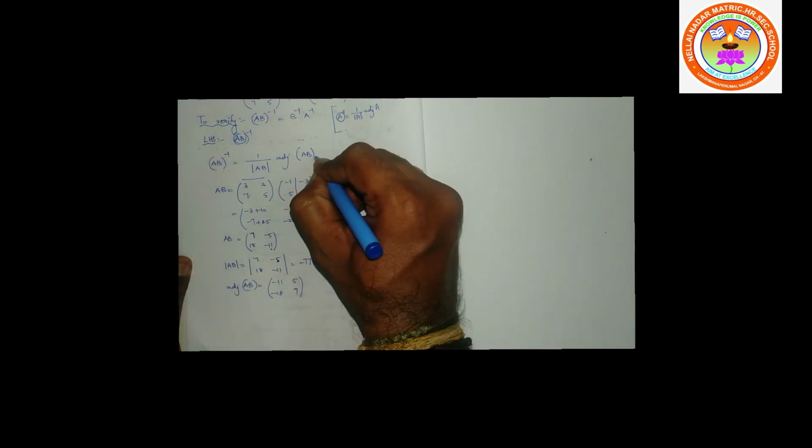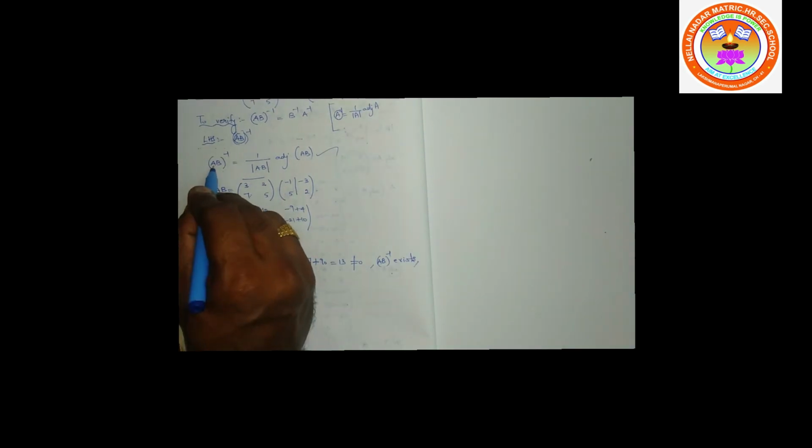After finding the determinant of AB, I need to find the adjoint of AB. Adjoint of AB, you know, is very easy for a 2 cross 2 matrix. -11 moves up, 7 comes down, -5 becomes +5, +18 gives us -18. So we have found the determinant of AB and the adjoint of AB. Now we need to apply the formula.